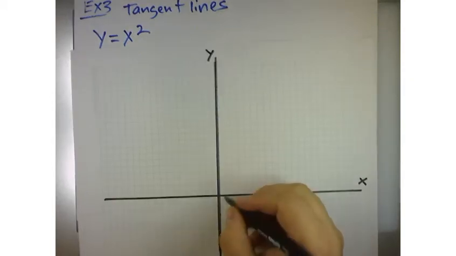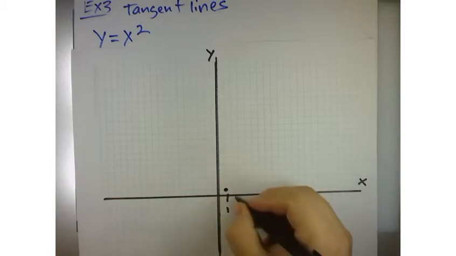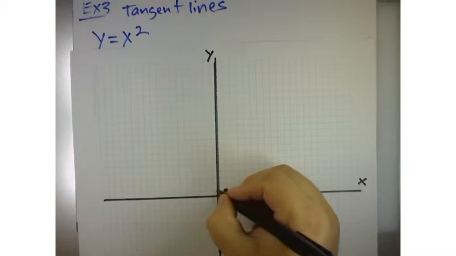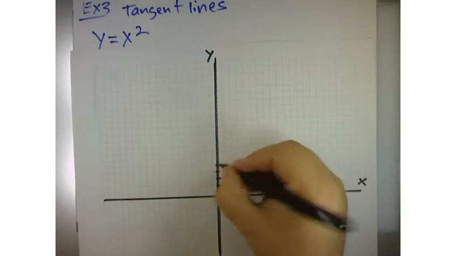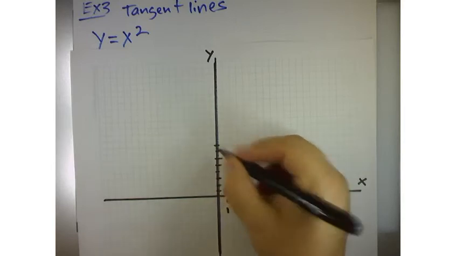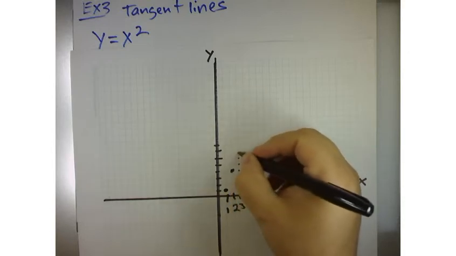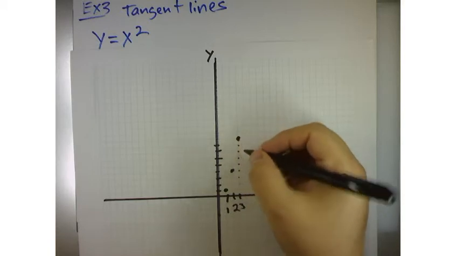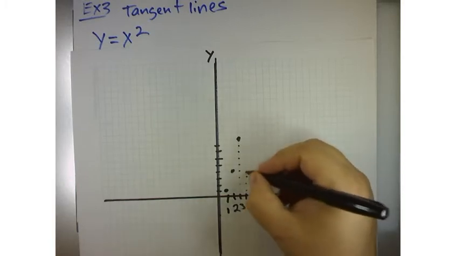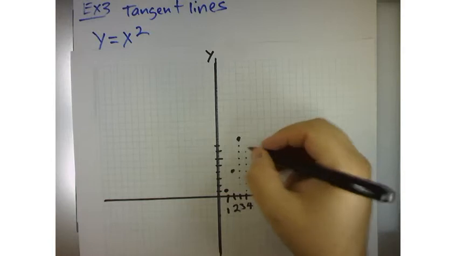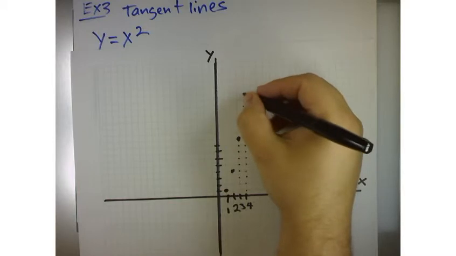When x equals 1, what will my y value be? When x equals 2, what will my y value be? 4. Very good. When x equals 3, what will my y value be? 9. This is fun. So I go up 3, and then I go 1, 2, 3, 4, 5, 6, 7, 8, 9. When x equals 4, what will my y value be? 16. 1, 2, 3, 4, 5, 6, 7, 8, 9, 10, 11, 12, 13, 14, 15, 16.